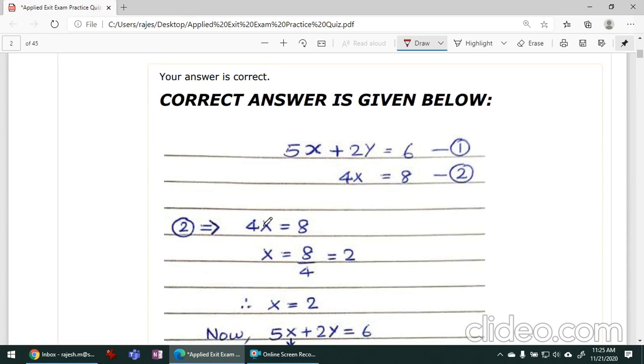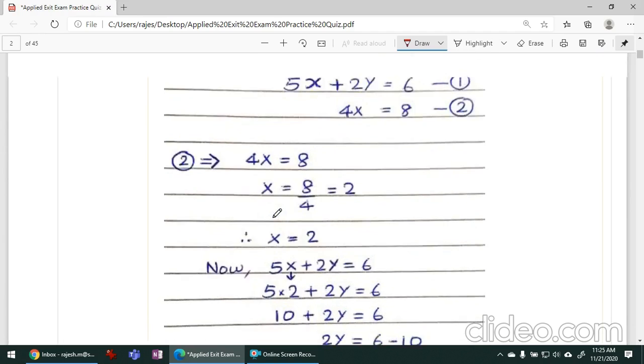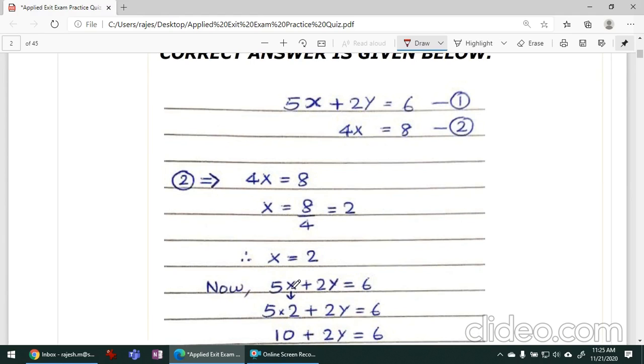You take the second equation, 4x equal to 8. Now 4 will come down and you have 8 divided by 4. 8 and 4 will cancel, you have 2. So you have x equal to 2. Okay, you got the value of x. Now take the first equation, 5x plus 2y equal to 6. You change the value of x. What is the value of x?